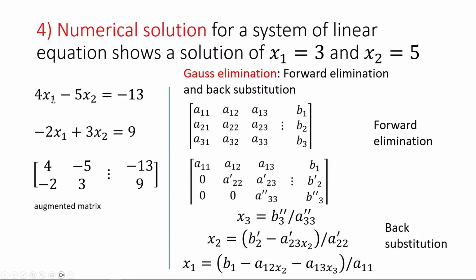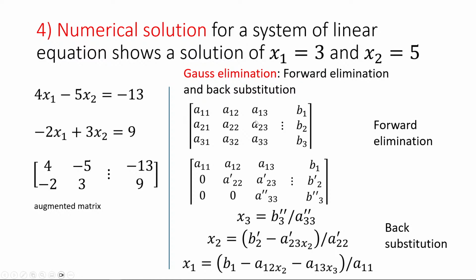So what we do is express this as what is called the augmented matrix. You have your coefficients here, and here you have the right-hand side. There are so many numerical solution methods. One is called Gauss elimination, which is forward elimination and back substitution.